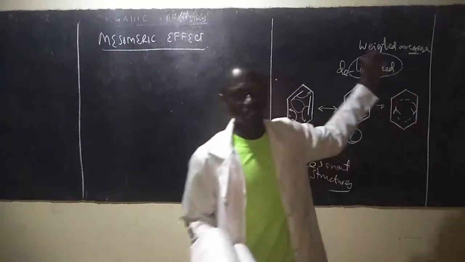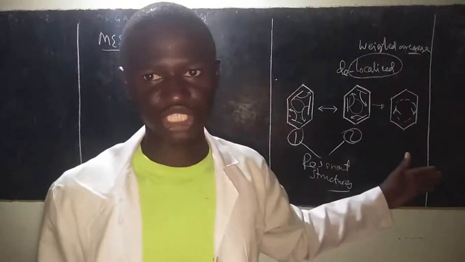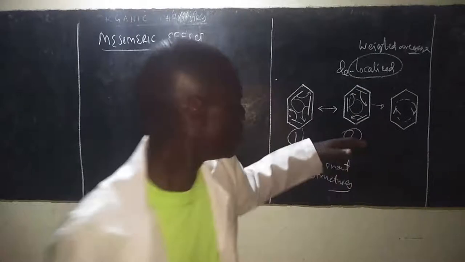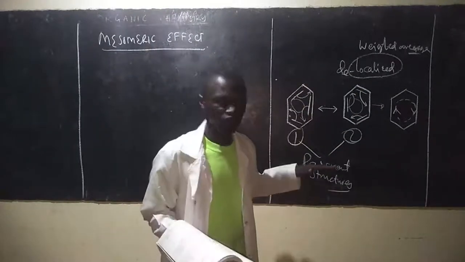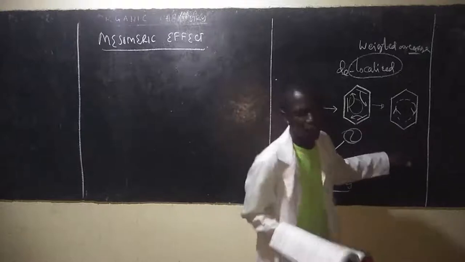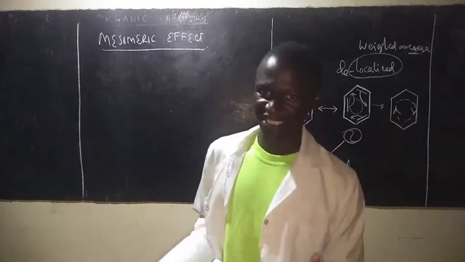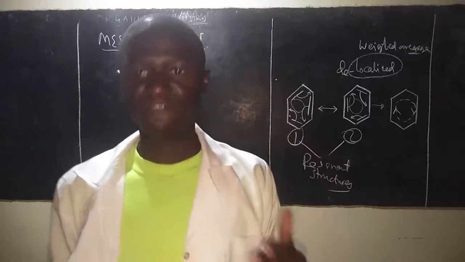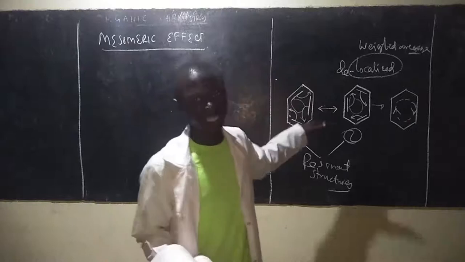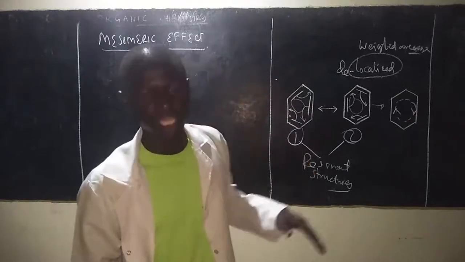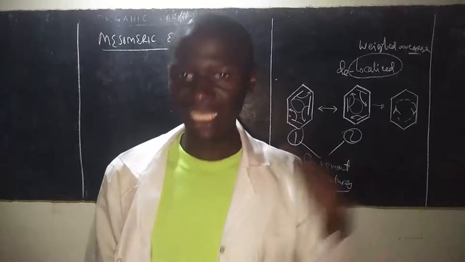But the resonance hybrid has less energy, but is more stable. These have higher energy, but less stable. This has lower energy, but more stable. So in other words, we can say that stability varies inversely with the energy possessed by a molecule. If the molecule possesses higher energy, that means it will be less stable.